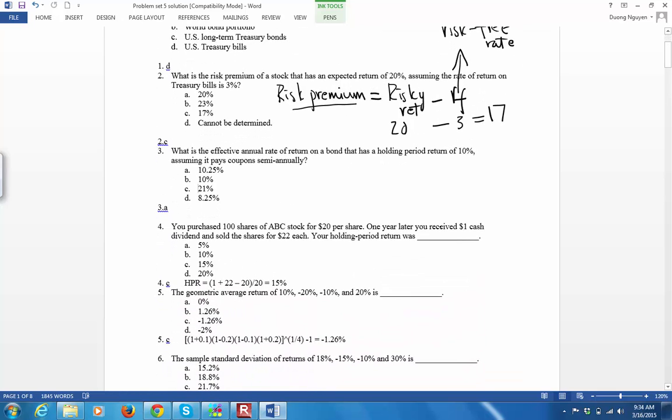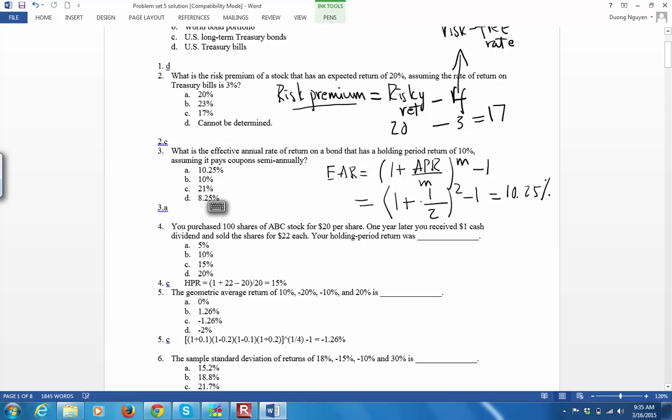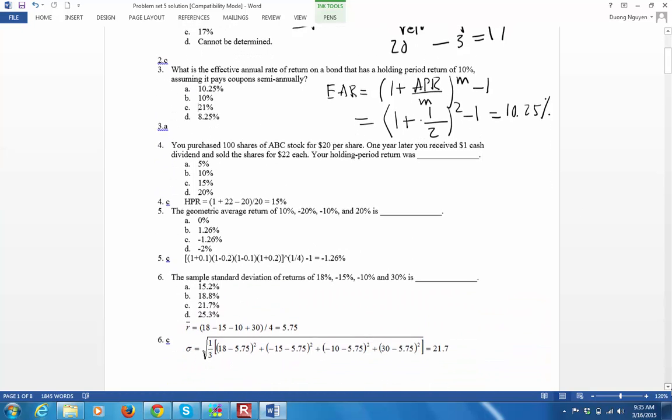Now number 3, what is the effective annual return? You know that the effective annual rate, EAR, is equal to (1 plus the APR, which is a simple rate, divided by m) raised to the power m, minus 1, where m is the number of compounding periods per year. In this case it is semi-annually compounded, so m is equal to 2. So it is (1 plus APR, which is 10%, over 2) raised to the power 2, minus 1, and this is equal to 10.25%.